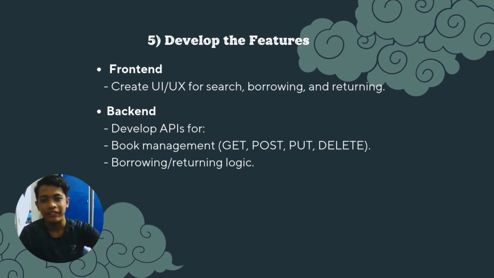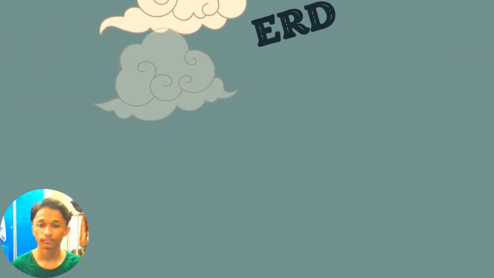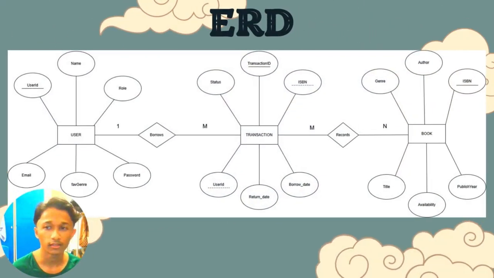Number 5, develop the features. When we develop the features, we have two roles that we assign to the group members: front end and back end. In the front end, we create the UI or UX for search, borrowing, and returning. In the back end, we develop the API for book management and borrowing and returning logic. So this is our entity relationship diagram. We have three entities here, which are user, transaction, and books.